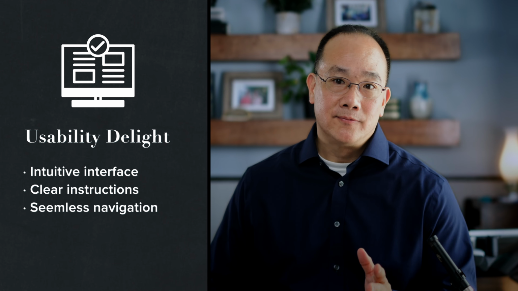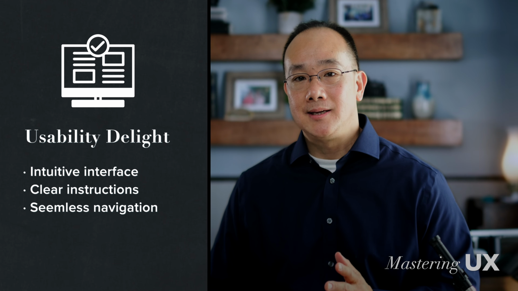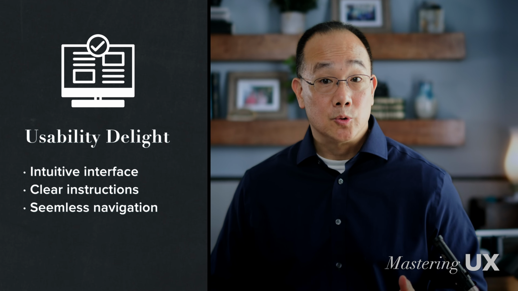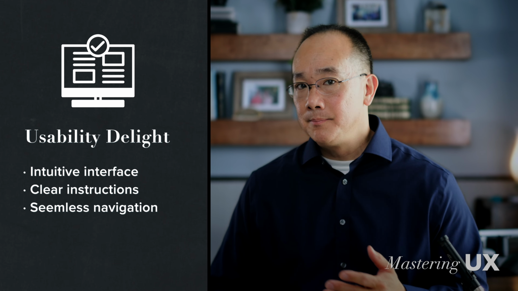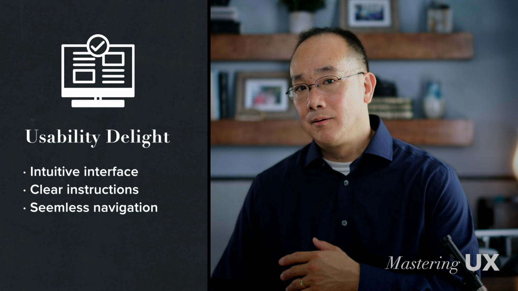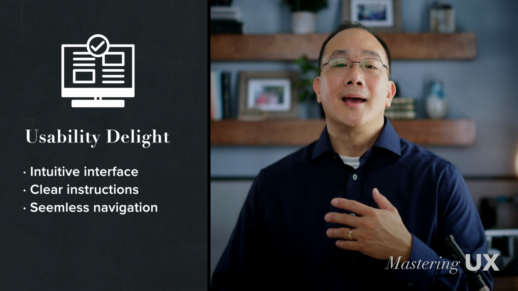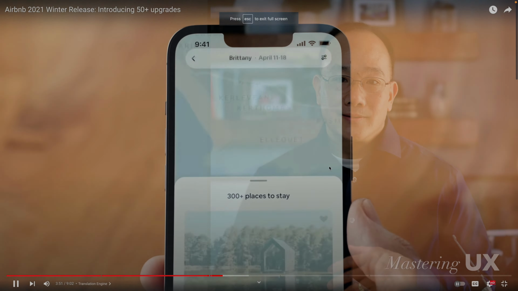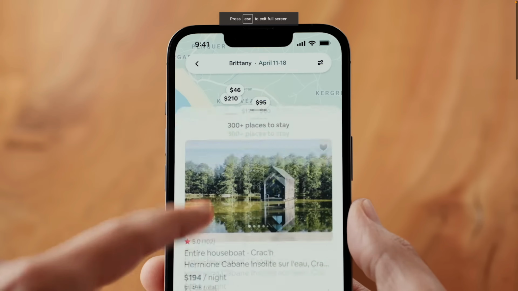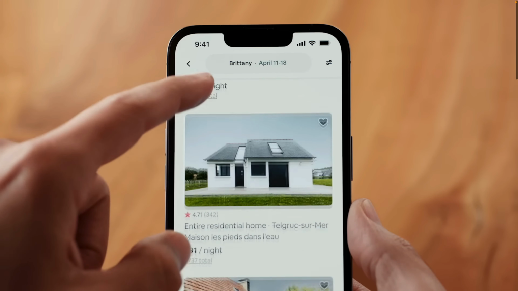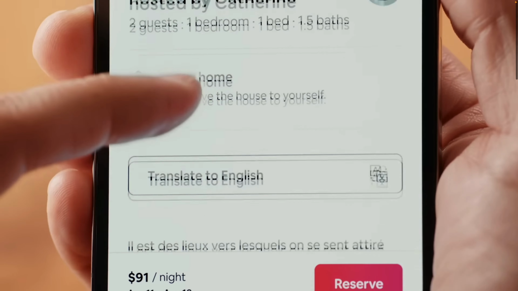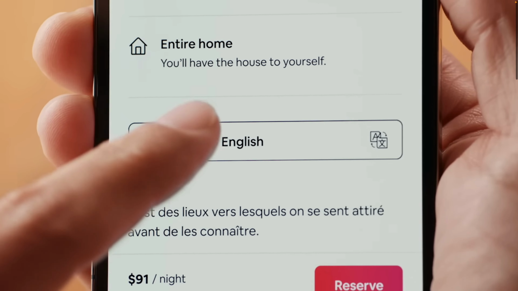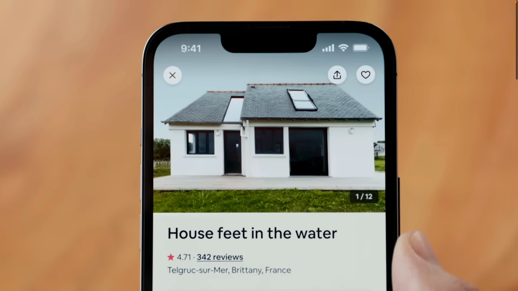The first one is usability delight, and this involves creating products that aren't just easy to use, but also enjoyable to interact with: intuitive interfaces, clear instructions, seamless navigation, and that really eliminates frustrations and enhances the user experience. As an example, Airbnb's website and mobile app are known for their intuitive booking process, finding and reserving accommodations effortlessly and delightfully.